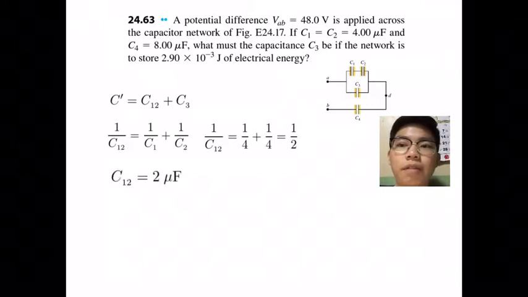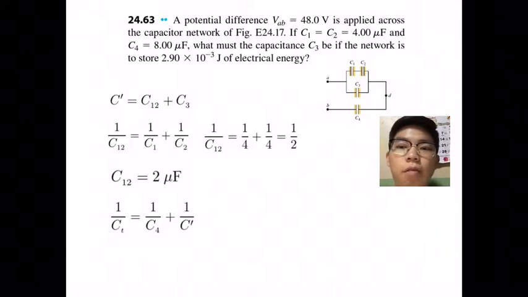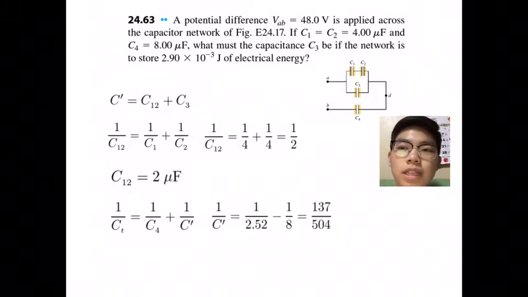Next, we need to find C0. So what we do is we find that 1 over CT is equal to 1 over C4 plus 1 over C0, because as you can see, C0 and C4 form a series circuit, since there's no more break along the circuit. So we have to use reciprocals. After this, we simply need to derive C0. So 1 over C0 is equal to 1 over CT minus 1 over C4.